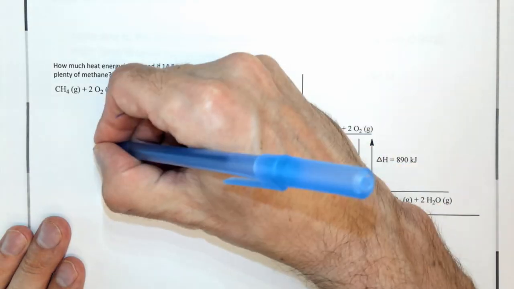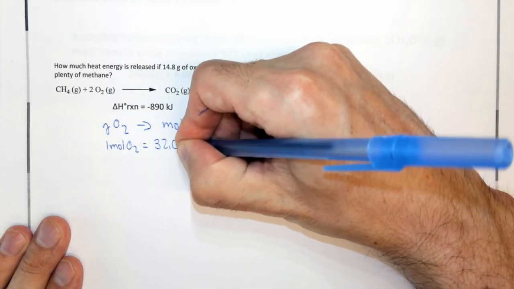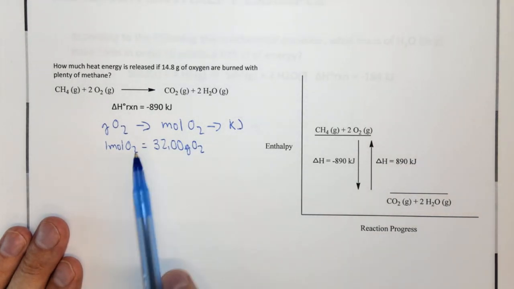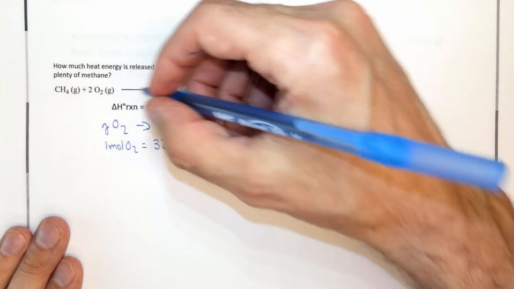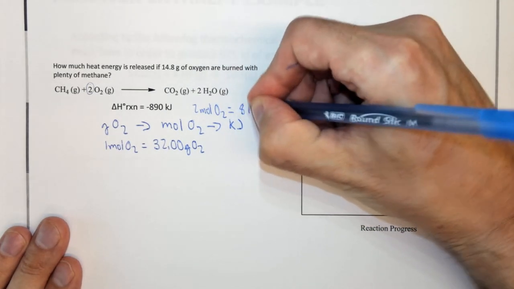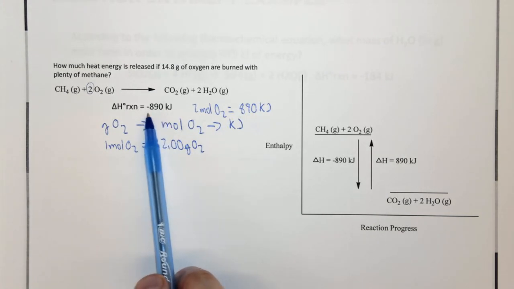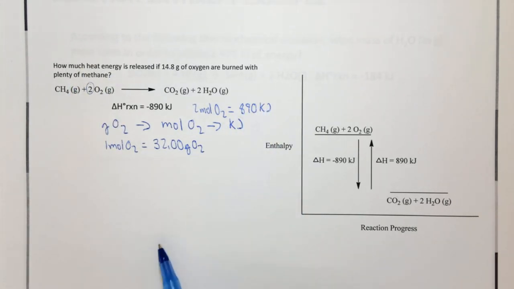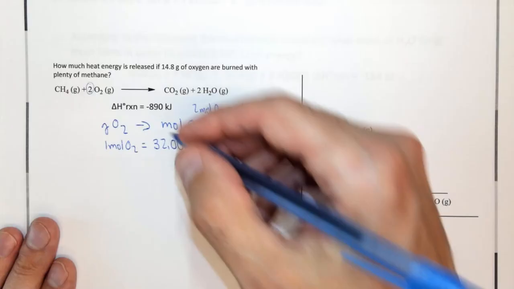So grams to moles we know how to do. 1 mole of O2 is 16 plus 16, or 32.00 grams of O2. Moles of O2 to kilojoules, again, is for the reaction as written. For this reaction, the delta H is minus 890 kilojoules. That means for 2 moles of oxygen, 890 kilojoules of energy will be released. Remember that the negative here just means released. The magnitude of energy that will be released, since it asks how much will be released, is 890 kilojoules. So when it asks how much is released, it's not looking for the negative sign, it's just looking for the number.